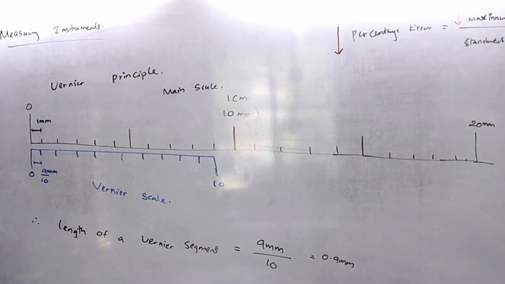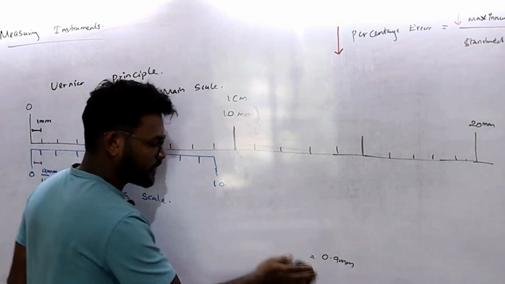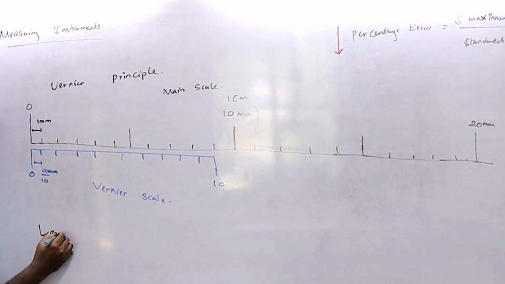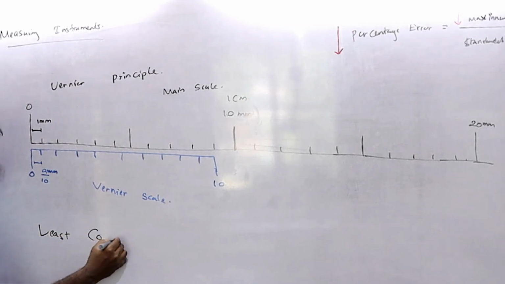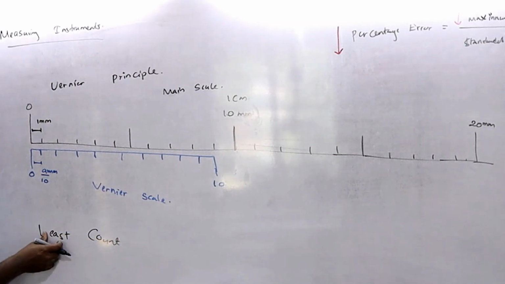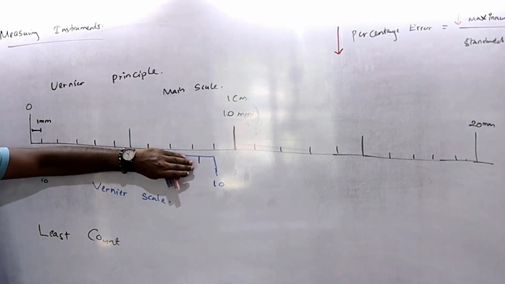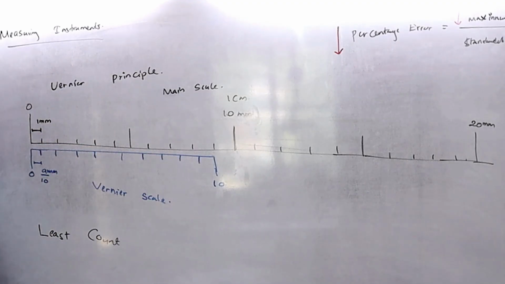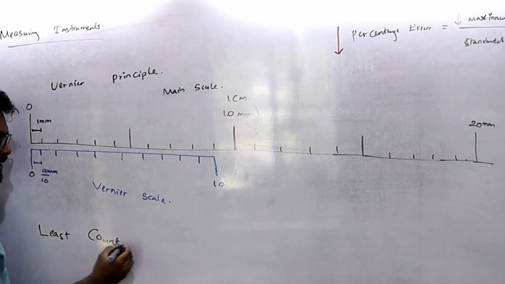For any vernier scale, and put a comma, we're going to write with an equation, least count. So you're supposed to know how we can find out the least count here. If it is just the main scale, the least count is going to be 1 millimeter. But now we have a vernier part as well. Let's see how we can find out the least count.